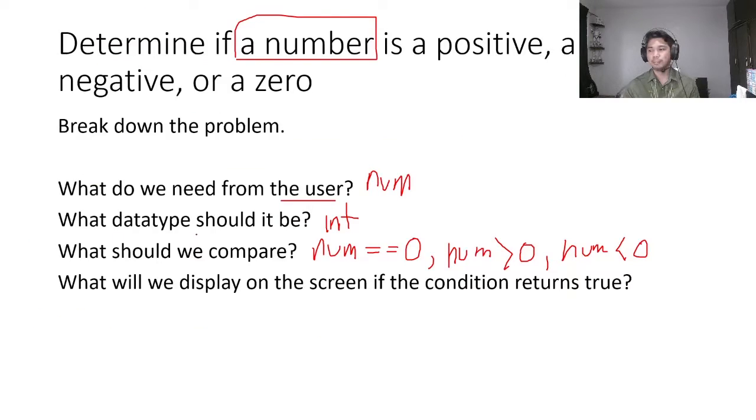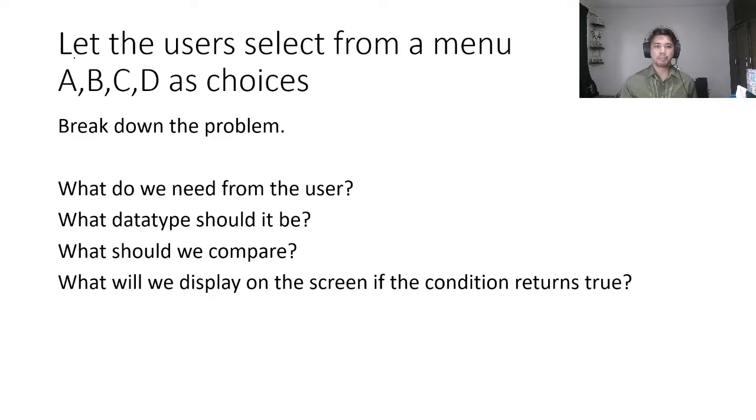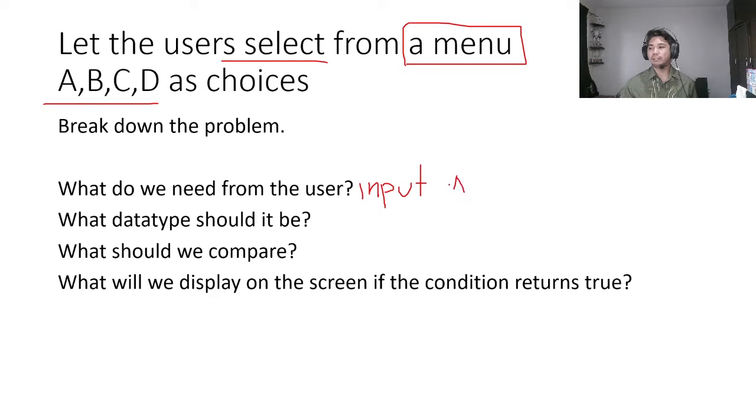Let's have another example. Dito naman, sa problem na to, ang sinasabi lang is we will let the users select or choose from a menu. Gagawa tayo ng menu. At ang mga possible choices ay A, B, C, or D. Let's break it down. Ano ba ang kailangan natin from the user? We need an input. Ano yung input? Pwedeng A, B, C, or D. Since letter siya, malamang data type ay string. Hindi pwedeng integer. Hindi pwedeng double kasi hindi naman mga numbers yan.